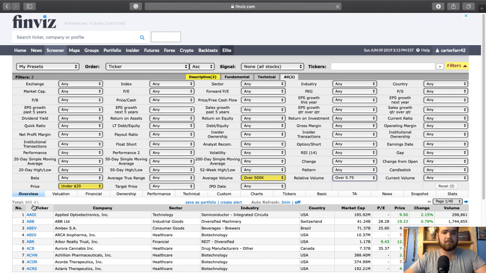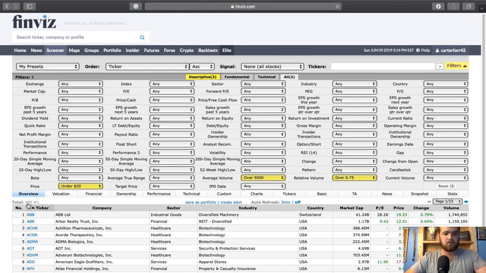As you guys can see, we're slowly filtering out these stocks. We're at 895 here. Slowly loading here. So now we're down to 450. Almost cut that in half.